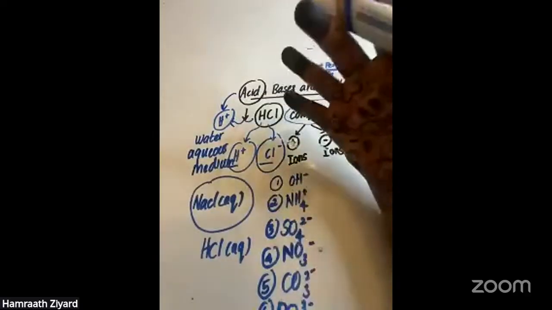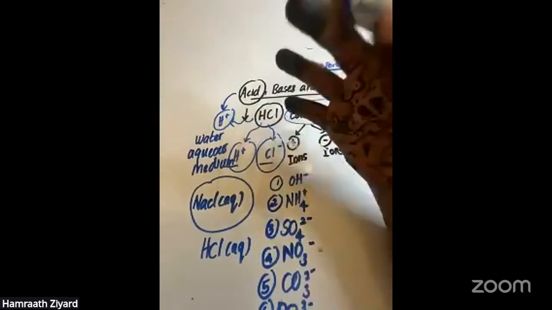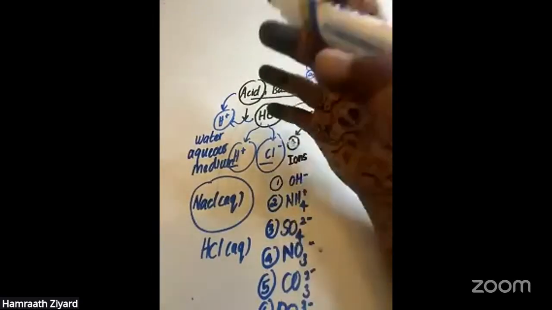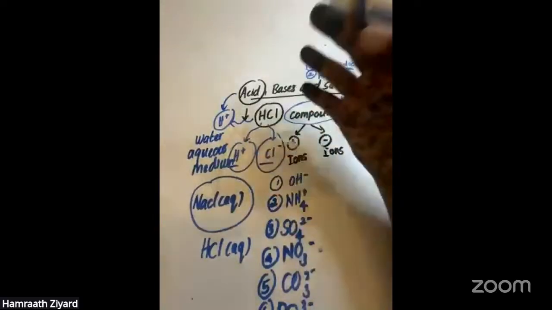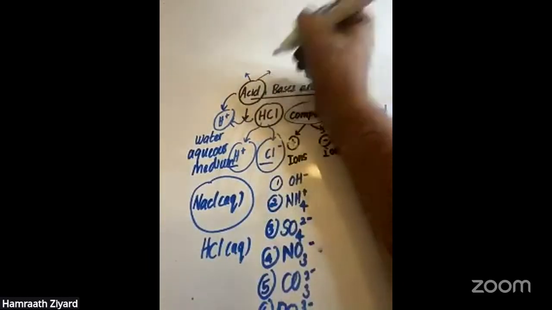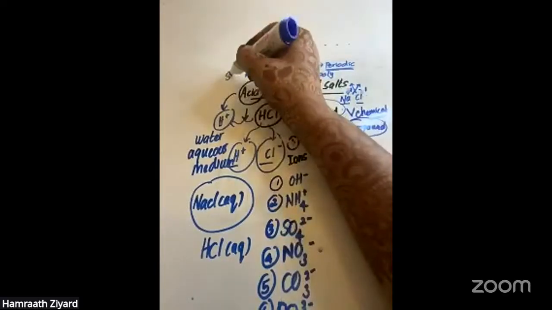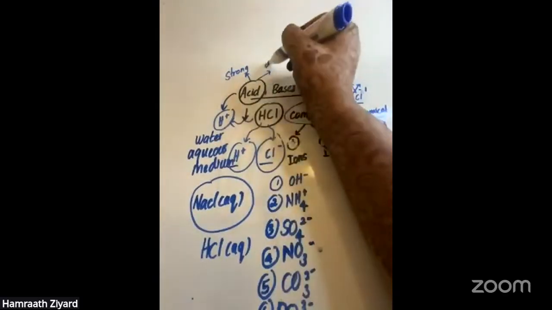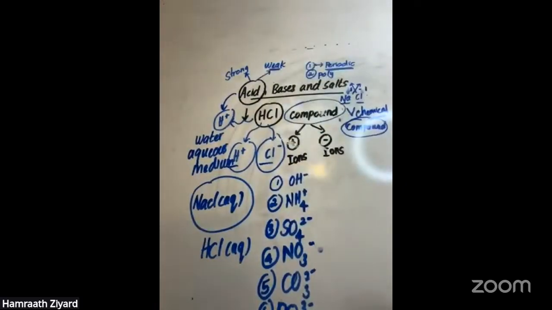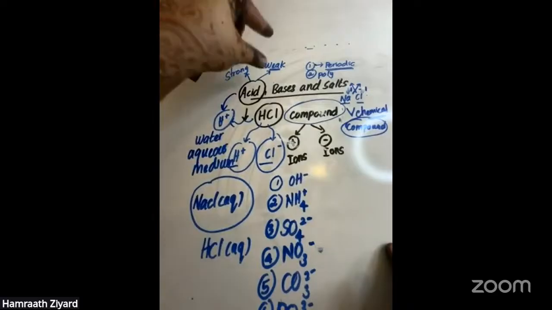What do you need to understand? Whenever you take an acid, it will always release hydrogen ion into water. Accordingly, we can divide acids into two parts. One, you call a strong acid. Another one, you call a weak acid. So we are going to study the strong acid and the weak acid. I will tell you the difference between them.